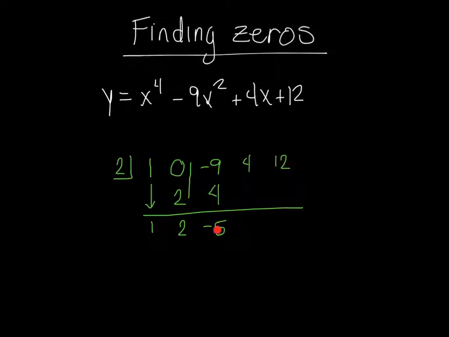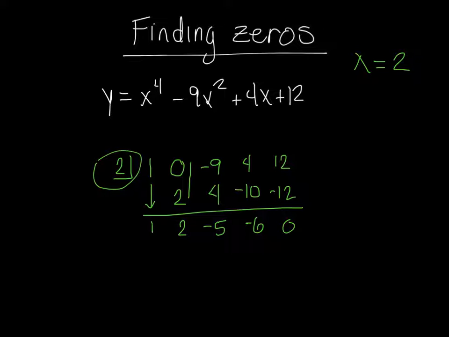Take my 2 times my -5. That gives me -10. Add these two together and I get -6. Then I take 2 times -6, that gives me -12. And add those two together, I get 0. Now 0 is awesome because 0 means that 2 is a 0. So x equals 2 is one of my zeros.